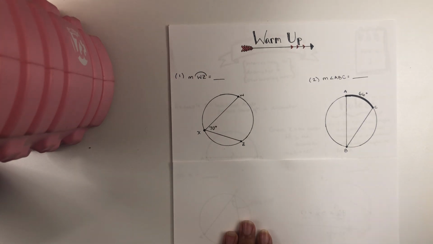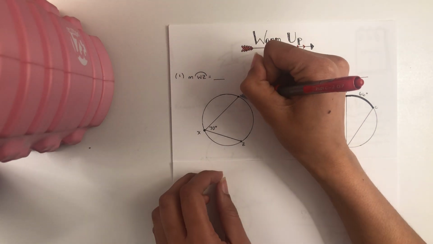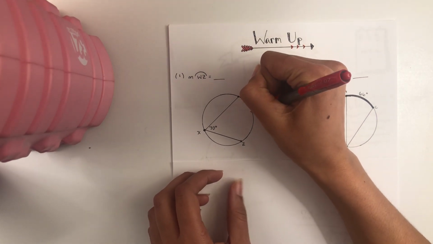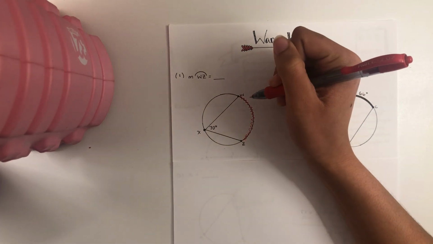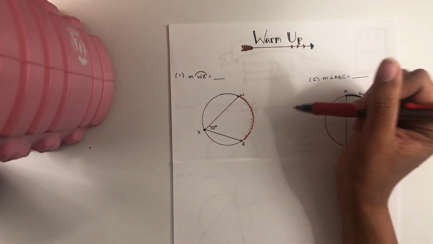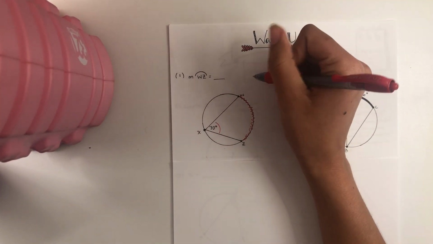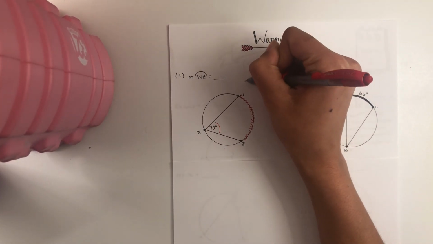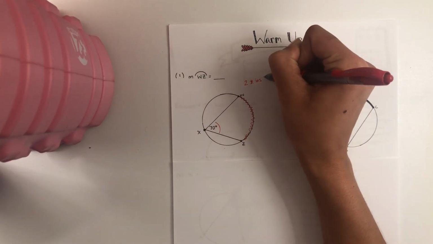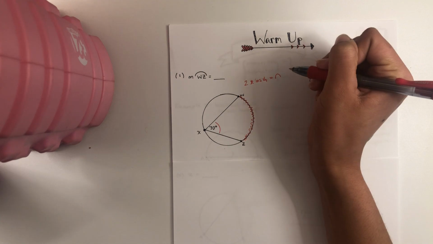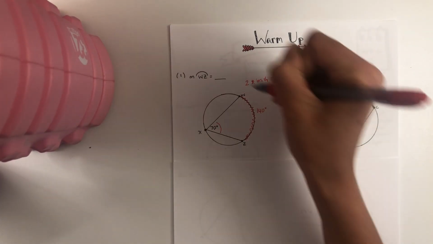All right, so they wanted us to find arc WZ. So this is a review from last lesson. They want us to find arc WZ. We have this 70 in here, and let's recall our formula. 2 times your inscribed angle will give you your arc. So what's 2 times 70? 140.